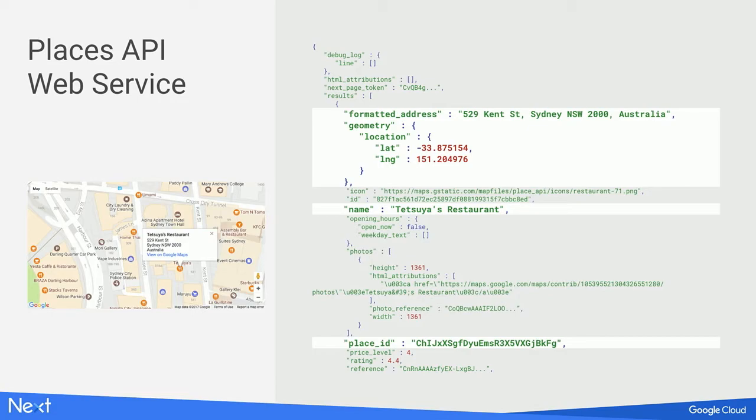You can get photos of the place. You can get information like ratings of what the users have said about it. You can get the establishment type. Is it a school? Is it a library? Is it a place of worship? Is it a bar? So there's tons of great information.